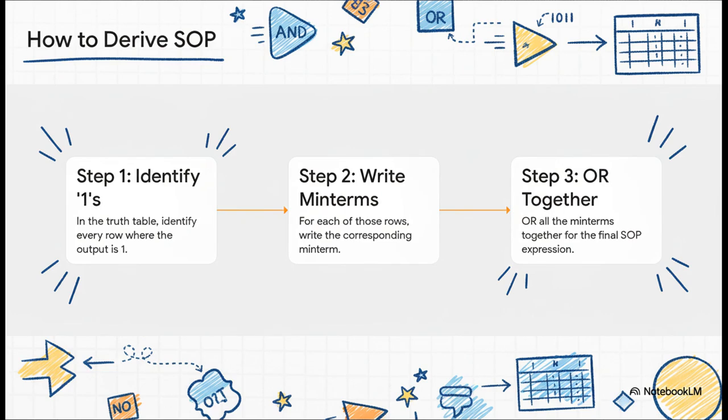So how do we actually build this thing? It's a really simple three-step process. First, just scan down the truth table and find every single row where that output is a 1. Got it? Okay. Second, for each of those 1 rows, you write its unique minterm, and the rule is simple. If an input variable in that row is a 0, you use its opposite, its complement, which we write as A prime. If the input is a 1, you just use the variable as is. And finally, you just OR all of those minterms together.